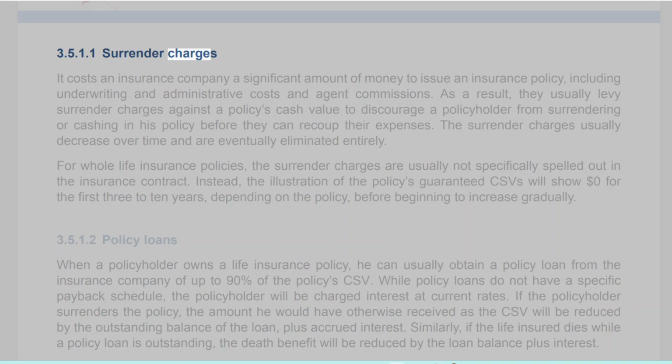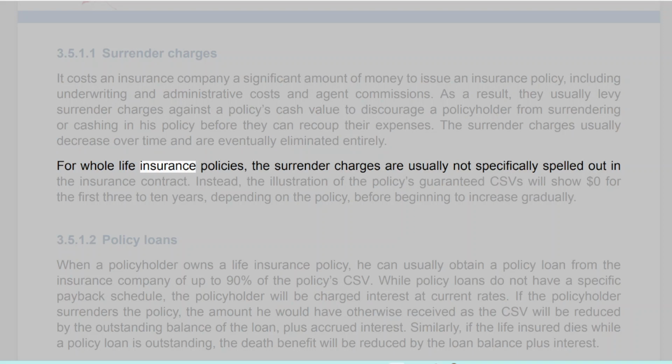3.5.1.1 Surrender Charges. It costs an insurance company a significant amount of money to issue an insurance policy, including underwriting and administrative costs and agent commissions. As a result, they usually levy surrender charges against a policy's cash value to discourage a policyholder from surrendering or cashing in his policy before they can recoup their expenses. The surrender charges usually decrease over time and are eventually eliminated entirely.